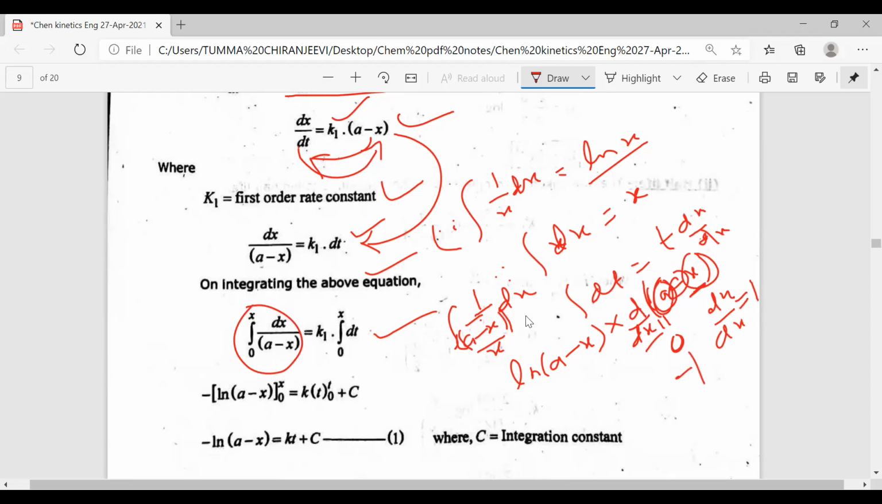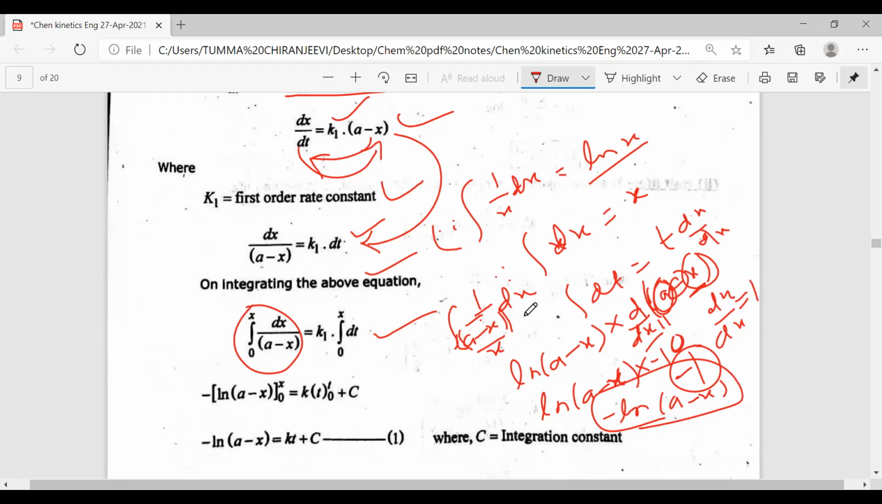So after applying the formula, you can get log a minus x, since the integral of 1 by x dx is equal to log x. Here no single x is present, along with the x, a minus x is there. So you have to differentiate this part a minus x. After doing the derivation, you get minus 1 into minus 1. So finally, you can get minus log a minus x.